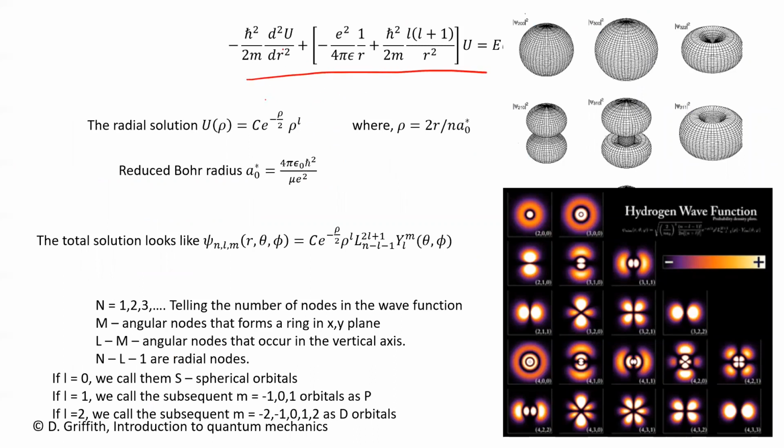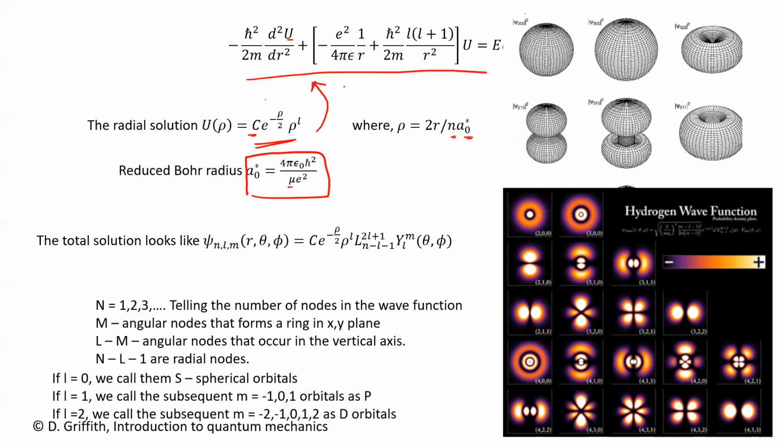The solution for this U can be written in this particular format. It's just a mathematical treatment, right? So instead of r, we do a change of variable. We write rho as twice r by n a naught. n is any constant, and a naught is called the Bohr radius, which comes out to be constants based on the atomic environment, right? So this is magnetic permittivity, this is dielectric permittivity, and such. So U has this particular behavior: some constant times e power minus rho by 2 into rho power n.